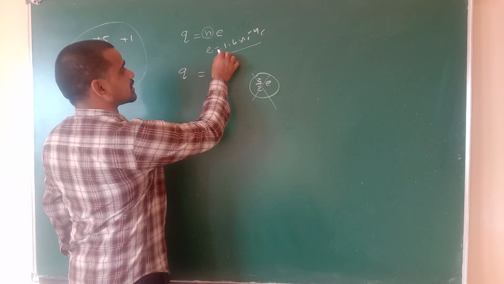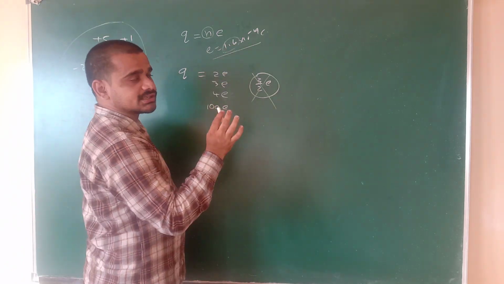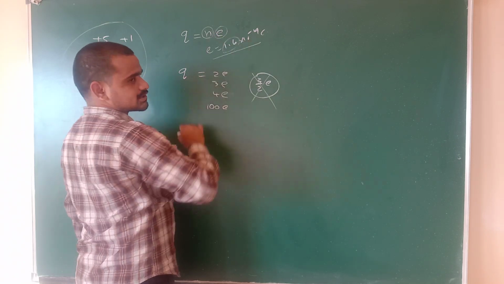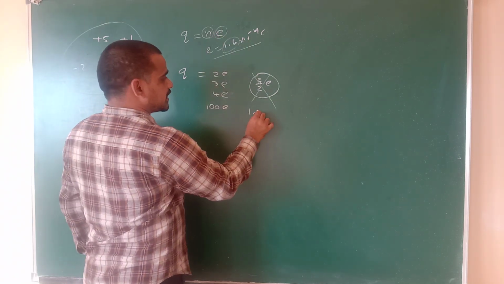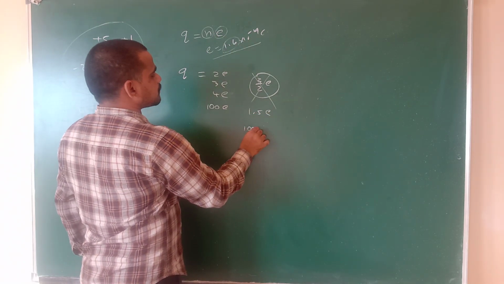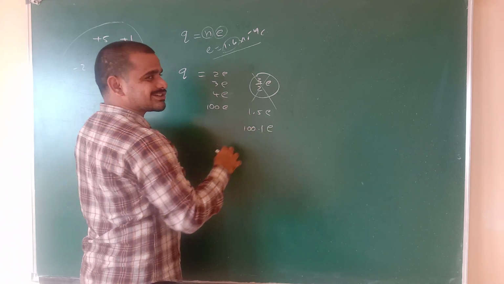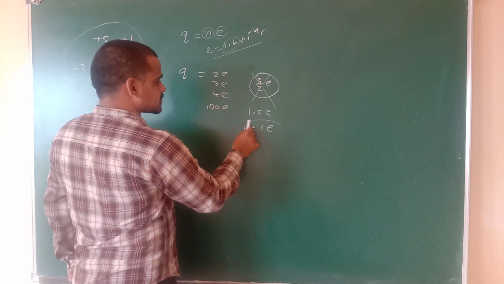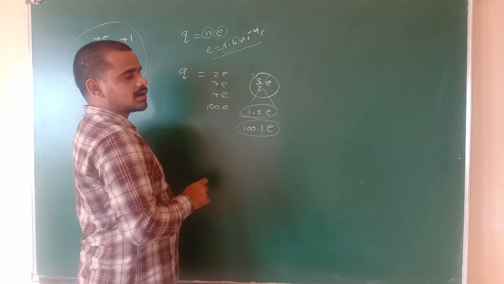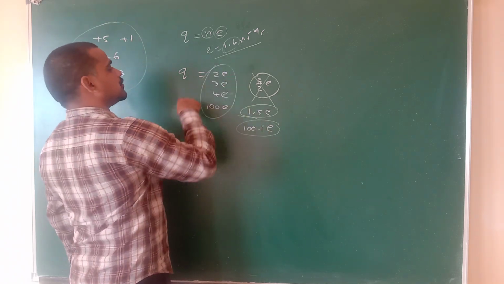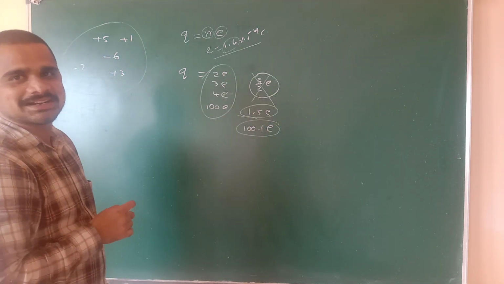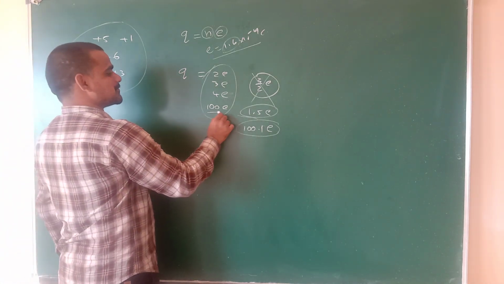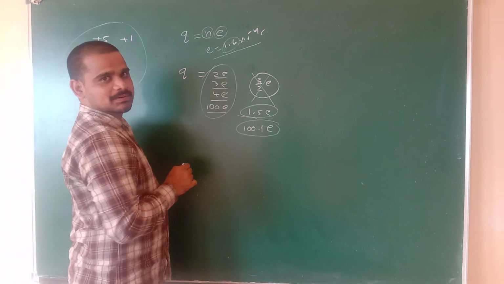The charge of an electron is 1.6, so this is a fraction, and I am saying fractions of this electron charge are not possible. 1.5e is not possible. 1000.1e, 100.1e is not possible here. So these types of charges are not possible. 100% the charge of any body will be integral multiples of electron charge.